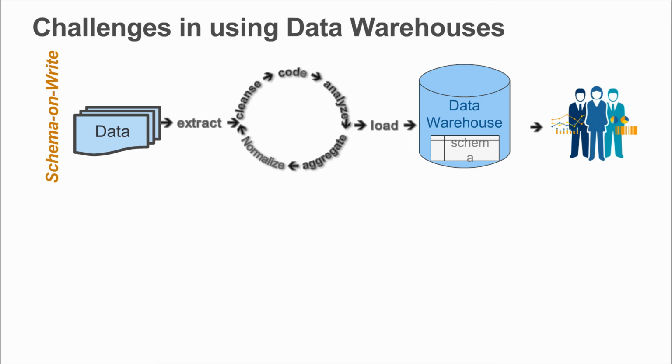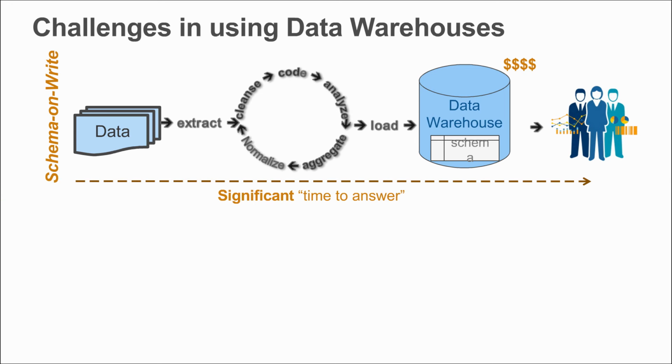There are at least a couple of challenges associated with this older paradigm now. The biggest one is that data warehouse technology tends to be proprietary, sometimes even proprietary hardware. That makes it very expensive for most organizations. The other thing is that because of all this upstream processing of the data before it can be looked at, there's a significant time to answer delay. And so it impacts agility and the ability of people to get rapid access to the data.